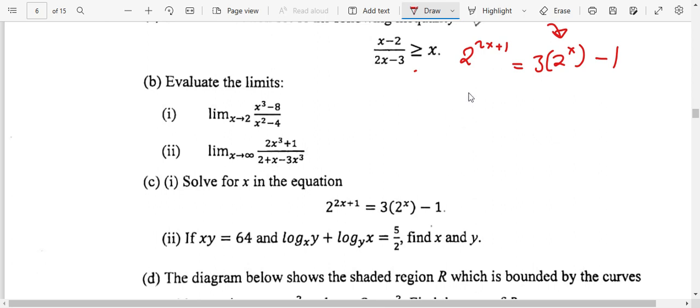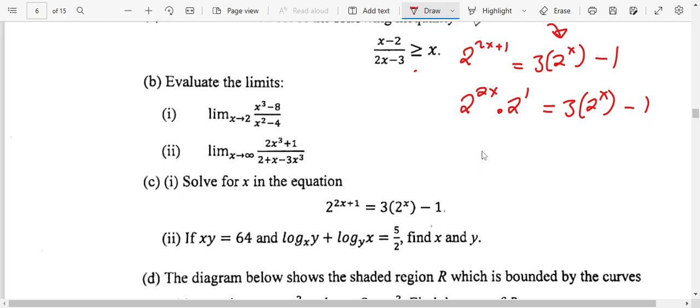So I'm going to break this down. When you've got 2 to the power 2x plus 1, we can as well write this as 2 to the power 2x multiplied by 2 to the power 1. Like you had same bases which were multiplying, so you added the powers. And this is equal to 3 times 2 to the power x minus 1.